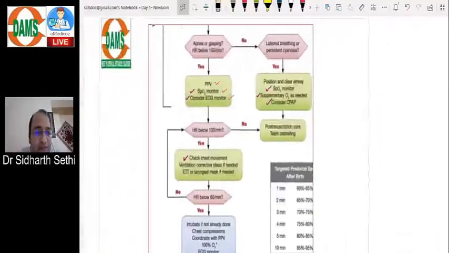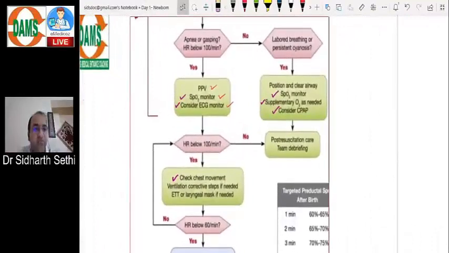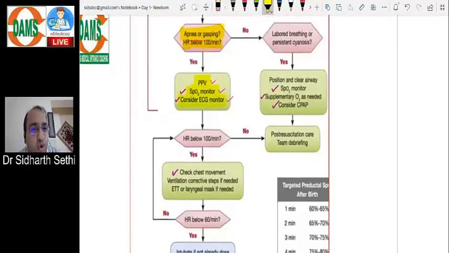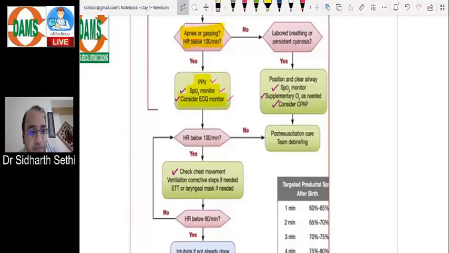Here. After the initial steps, the first indication of bag and mask ventilation is apnea or gasping. Now the second indication, as you can see here, of bag and mask ventilation is heart rate below 100 per minute after the initial steps. So if heart rate is below 100, you consider positive pressure ventilation, use a pulse ox, consider ECG monitoring. This whole table is important. I'll read it with you.